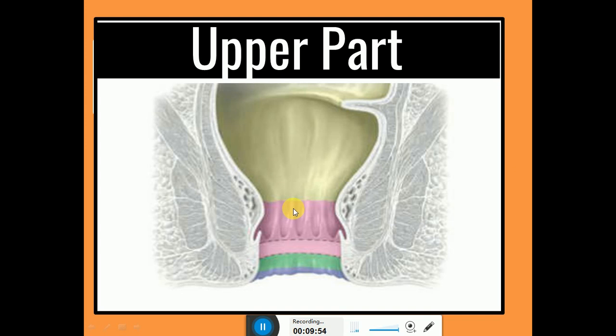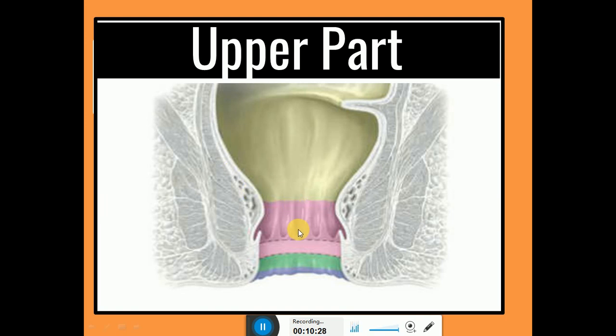First one is anal columns. Second is anal valves. And third is anal sinuses. So these anal columns are also called columns of Morgagni. And they are nothing but longitudinal mucous membrane folds.